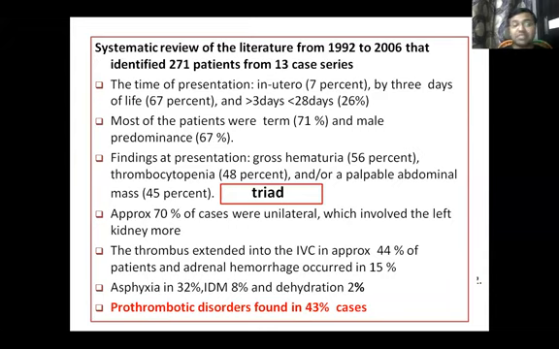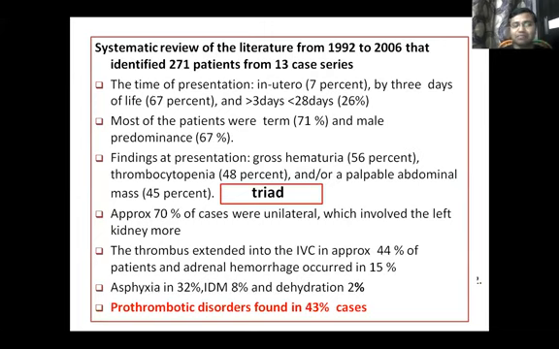Renal vein thrombosis can present intrauterine, in 7% of cases. Most of them, almost 70%, present in less than 3 days, and between 3 to 28 days, around one fourth of cases. Most are term babies with male predominance, and our case is also male.